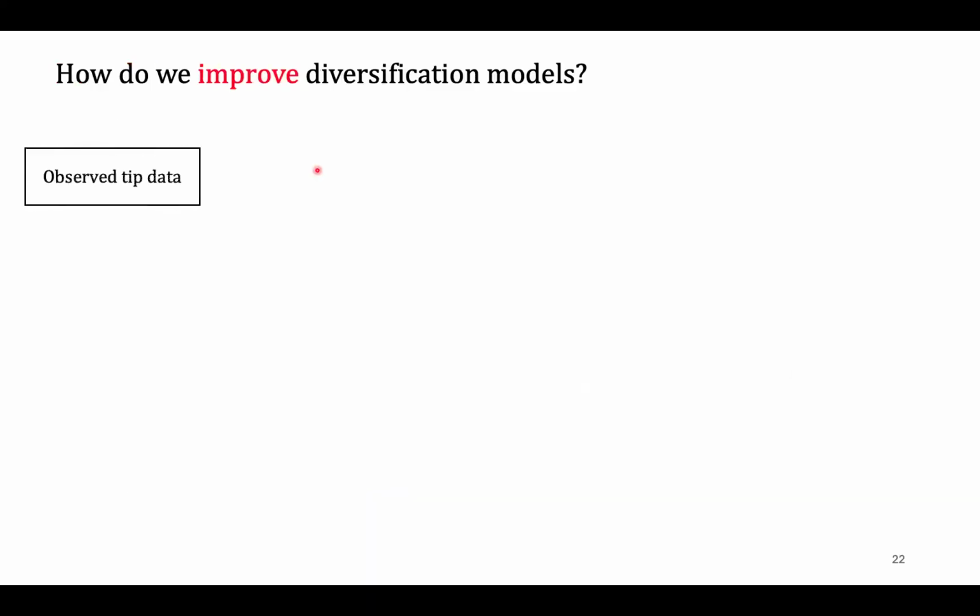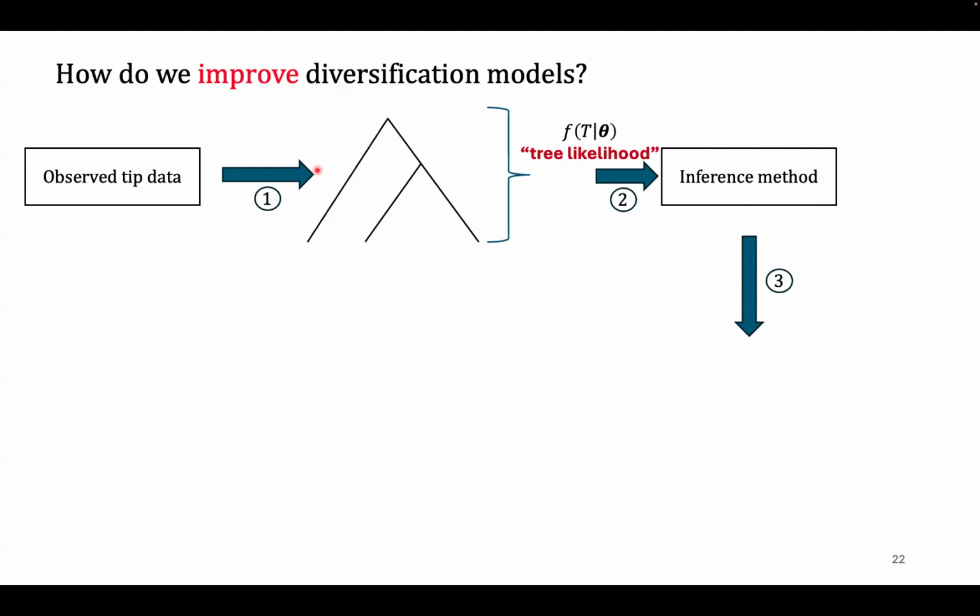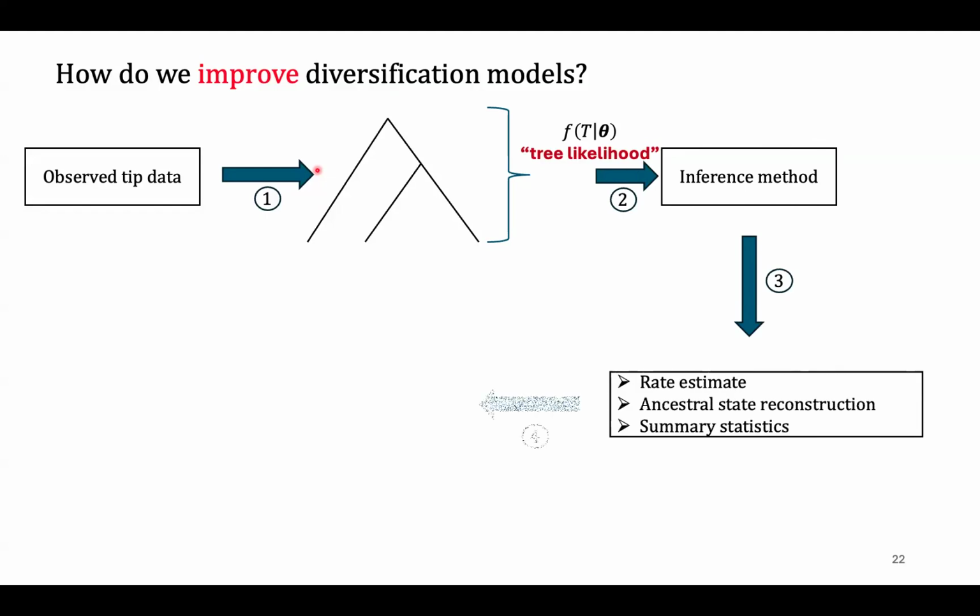So how do we improve the diversification model? Say you have your empirical data that you observe from your present-day species, so you have your empirical phylogeny. If you have a model, you can define what we call the tree likelihood. This tree likelihood describes the probability of observing this tree given your model parameters. Now, if you have a likelihood function, you can do a statistical inference method, maybe maximum likelihood, to get rate estimates based on your model parameters and the empirical data that you have.